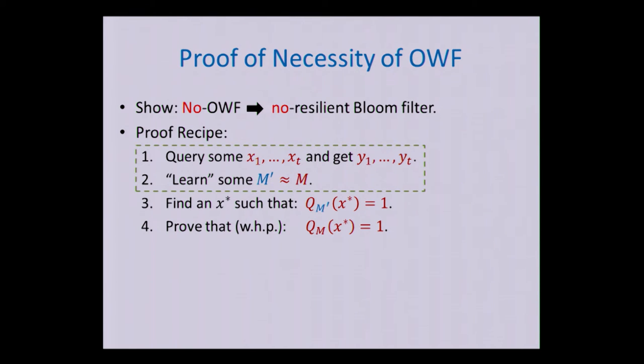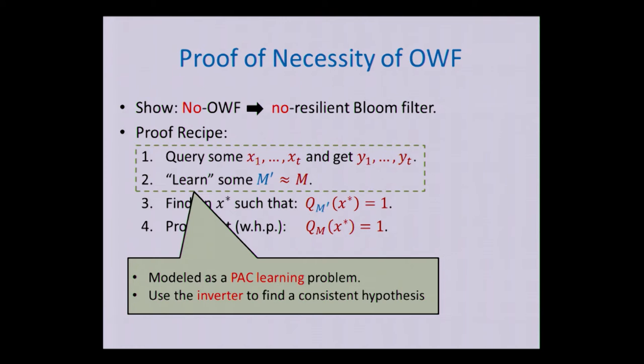The first two steps are done using machinery from learning theory. We model this problem as a PAC learning problem, and x1 to xt are our samples. The task is to efficiently find a consistent hypothesis, since once I have m, Qm is just a Boolean function. So I'm really trying to learn this unknown Boolean function. The algorithm needs to run in polynomial time, so I need to find a consistent hypothesis in polynomial time. But remember that one-way functions do not exist, and here I use that fact to quickly find a consistent hypothesis.